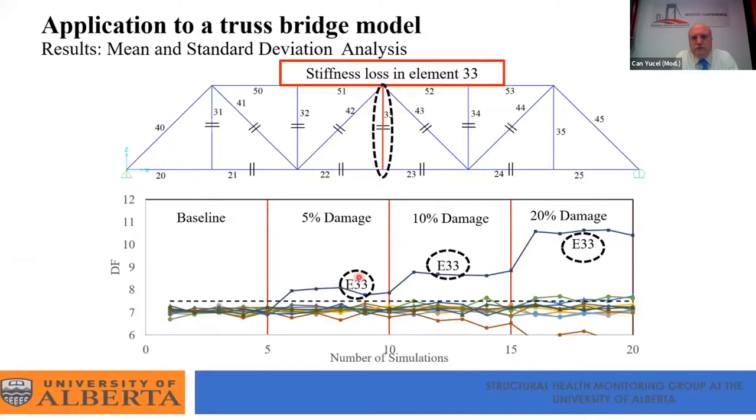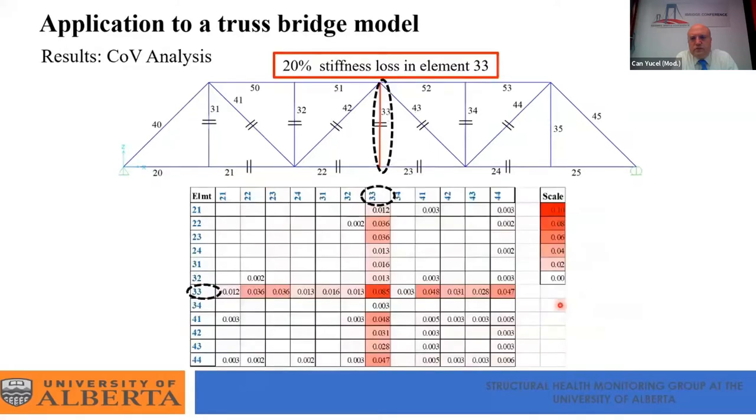And here, the dotted line is the threshold damage indicator, using the philosophy that I presented just before. What you can see is that in the baseline case, the damage features from the strain gauges are all below the threshold. But as element 33 got damaged, the damage feature for element 33 shoots up above the threshold value, and it continues to increase as the severity of the damage increases. Therefore, damage is detected and located, and its severity can be assessed.